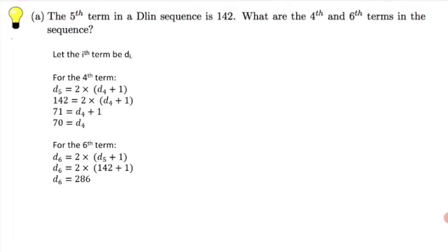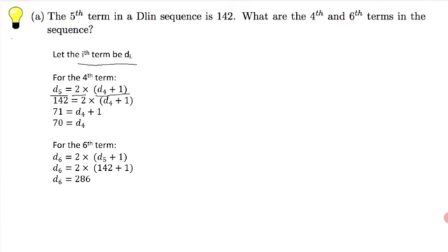So to start off, just for easier notation, let's call the ith term d sub i, or di. Now for the fourth term, let's apply the definition of the sequence. Every term is the previous term plus 1, then multiplied by 2. So applying this to the fifth term, we should have d5 equal to 2 times quantity d4 plus 1. Here I'm just applying the definition.